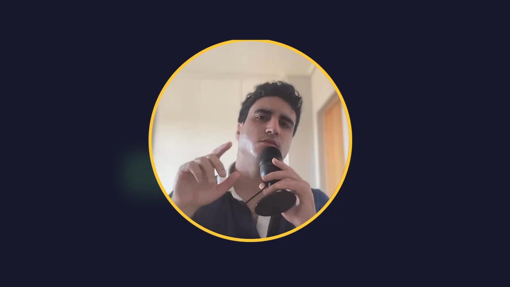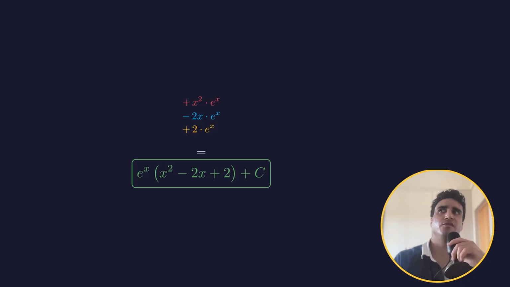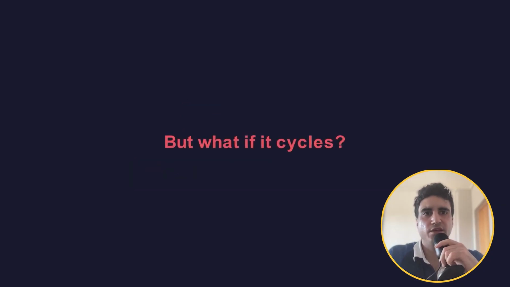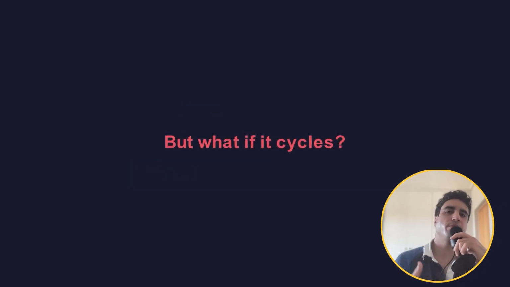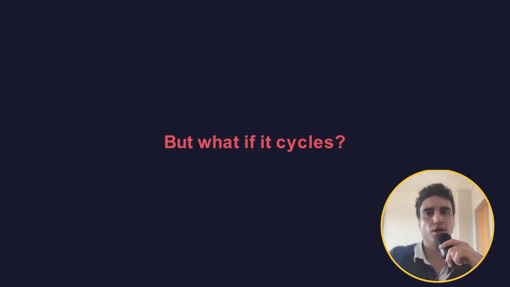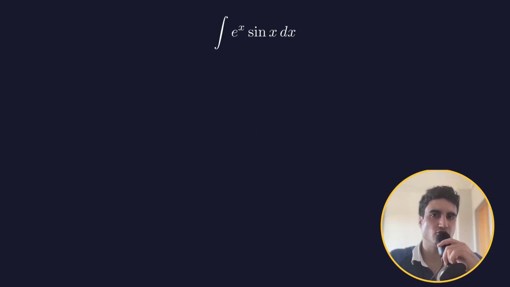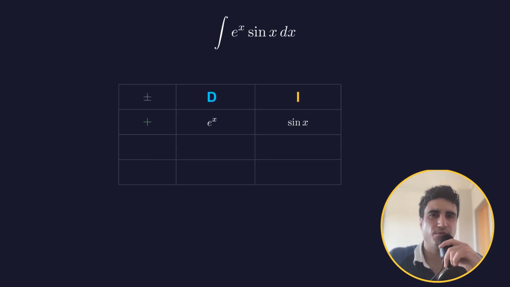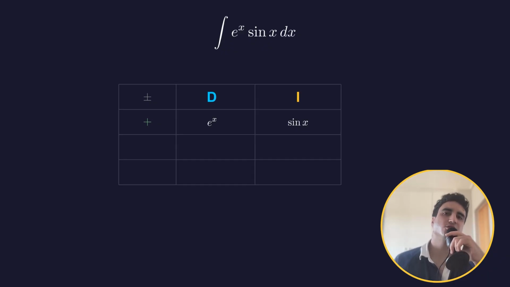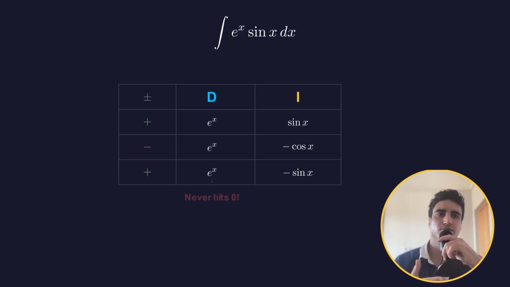But wait, now we have another problem. I'm not sure if you've noticed it yet. What if we have both a u and a dv by dx that just keep on repeating and never go towards 0? Let's take the example of the integral of e to the x sine x. Because none of these, either by differentiating or integrating, are ever going to hit 0, it doesn't matter which one we apply as which here. So LIATE doesn't really apply. So let's let u equal e to the x and dv by dx equals sine x.